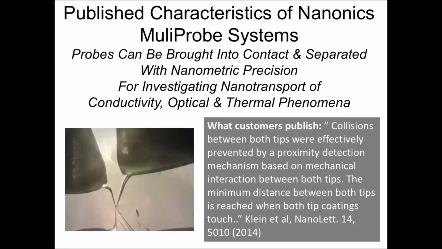And customers, even 6 years ago, were able to do what I just told you. Collisions between both tips were effectively prevented by a proximity detection mechanism based on mechanical interaction between both tips. The minimum distance between both tips is reached when both tip coatings touch. This is from Klein et al. 2014.